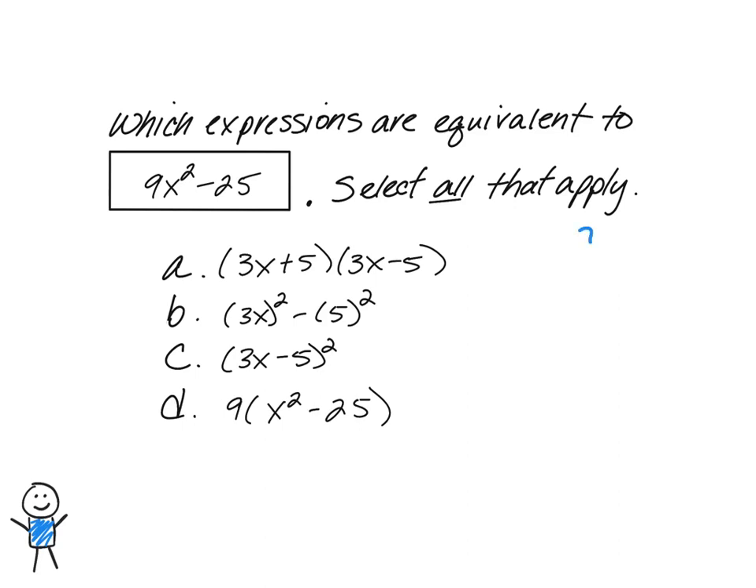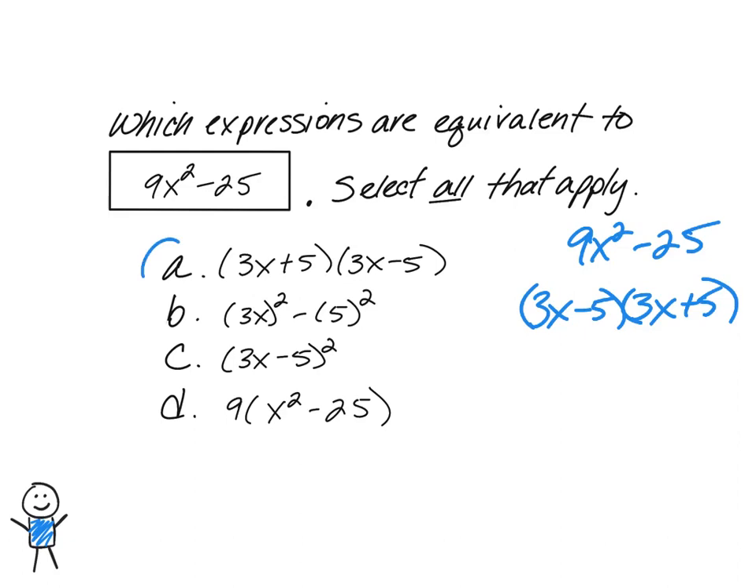I know that 9x squared minus 25, that's a difference of two squares. And you may remember from the factoring chapter that actually factors into 3x times 3x would give me the 9x squared, and then the negative 5 and the positive 5 would give me the negative 25, and my outer and my inner would cancel. So the factored form of this function is letter A. Let's see what else we can get from this.